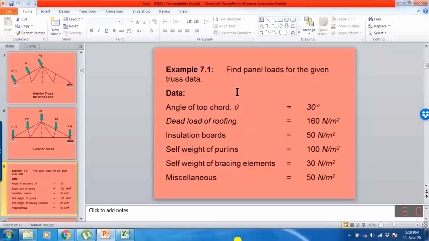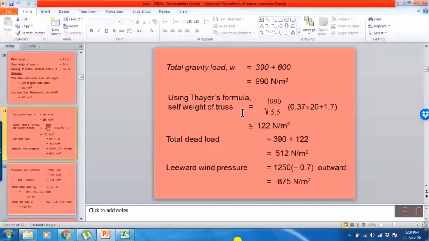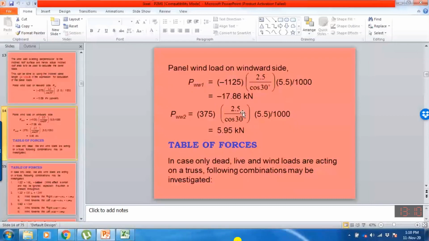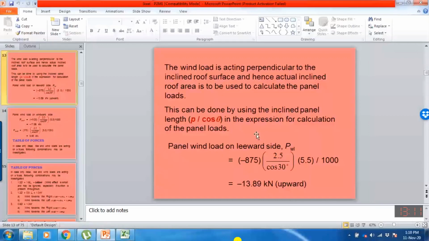So all of you will have different design data. You will compute the panel loads: panel dead load, panel live load, windward load 1 and windward load 2 if they are applicable, and leeward wind load. And then you will develop this table of forces.